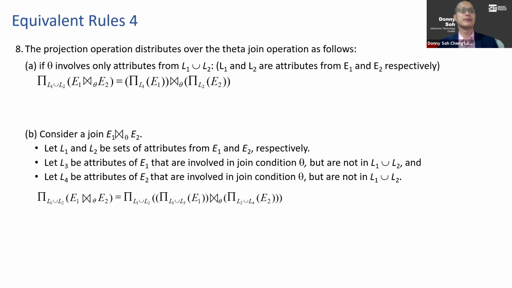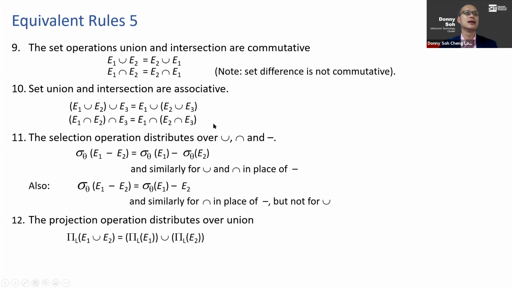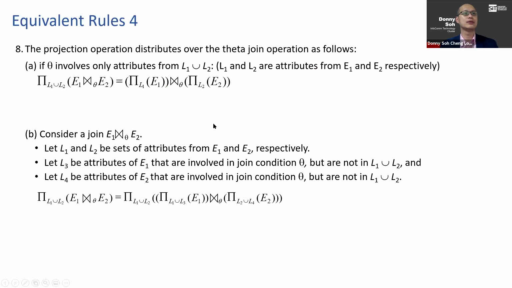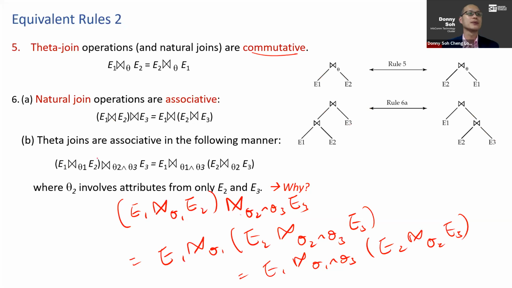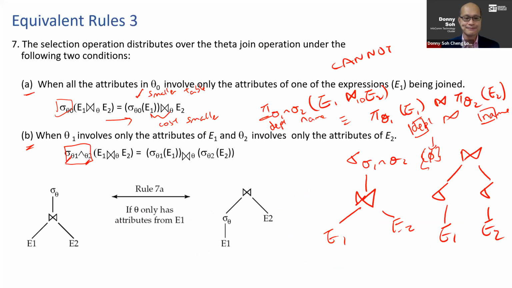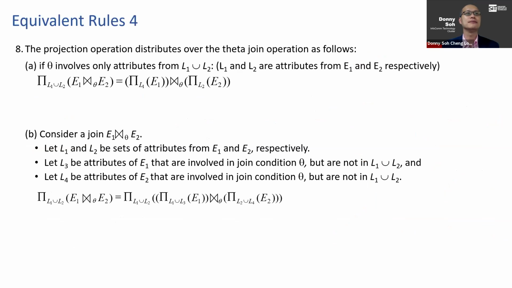Equivalence rules number 8, 9, 10, 11, 12. I will not go through 8 onwards because these are not as important. The earlier ones are the ones that are a bit more critical, 1 to 7. Okay, let's go on.